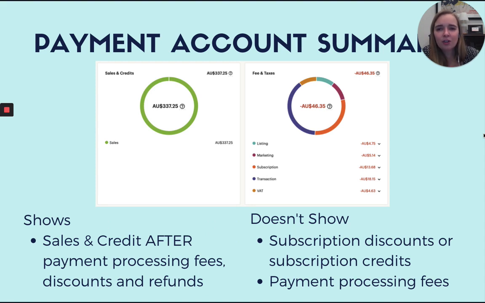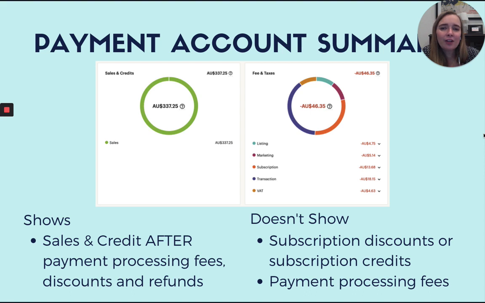So what does it show? Well, firstly, it doesn't actually show your total sales, even though it says sales. My total sales for this particular period were actually $350.60, I think. But Etsy showed me my sales after payment processing fees, discounts and refunds. So it isn't actually my total sales. If I was to put that in my income, that number would be incorrect.